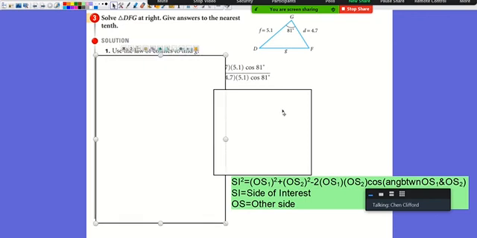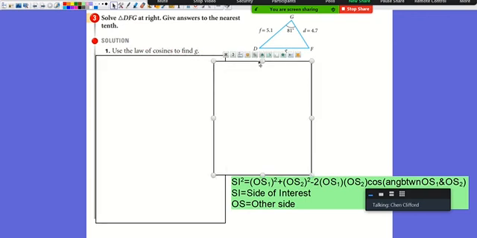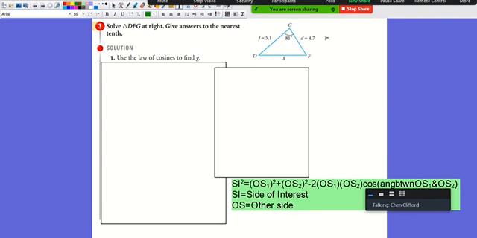Actually, let's start it like this. So solve the triangle basically means find all angles and all sides. Whenever you see solve the triangle, it means find all angles and all sides. So D, F, G, angle D, angle F, angle G. D is 4.7, F is 5.1, and G is 81.